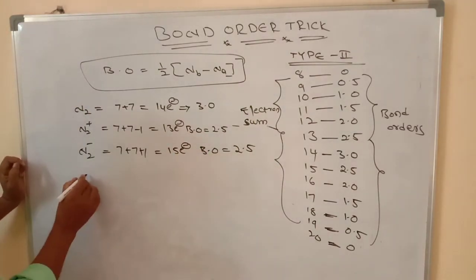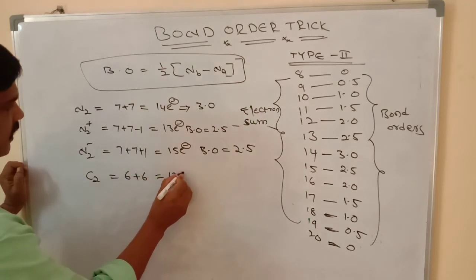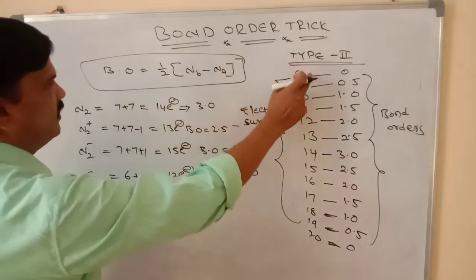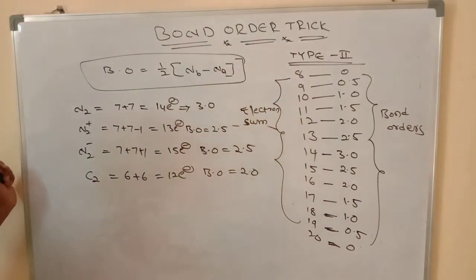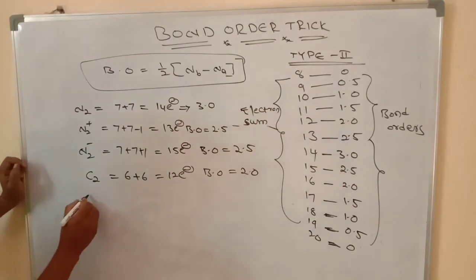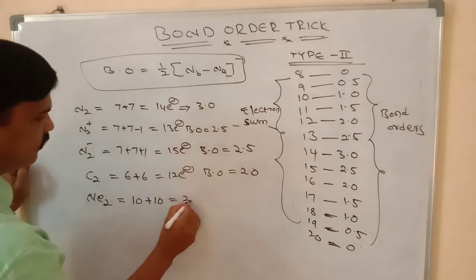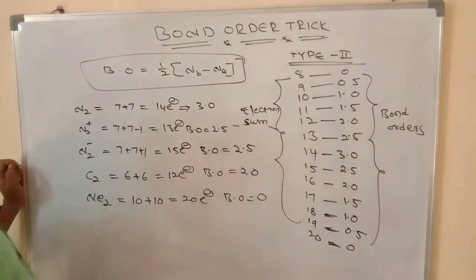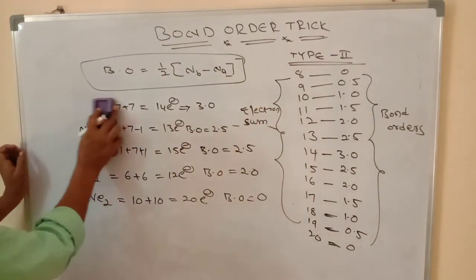For example, C2 means 6 plus 6, 12 electrons, and its bond order is 2.0. For this type 2 trick to apply, the electron sum must be from 8 to 20 only. For example, Ne2: 10 plus 10 is 20 electrons, so its bond order is 0.